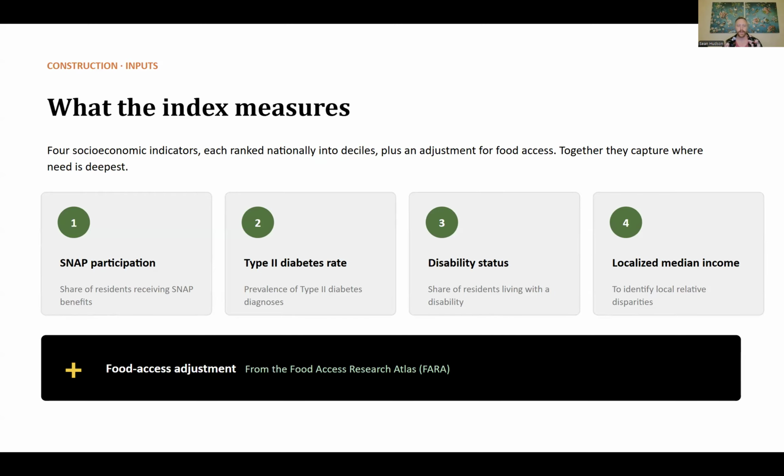So what does the index measure? There are 4 primary indicators and a food access adjustment. So there is SNAP participation, the prevalence of type 2 diabetes, disability status, and a localized median income. When I say localized, I mean it becomes this relative measure relative to other tracts around it. And what that allows us to do is use that median income as a score across the entire country where it's still usable, right? In addition to that, we also use the Food Access Research Atlas.